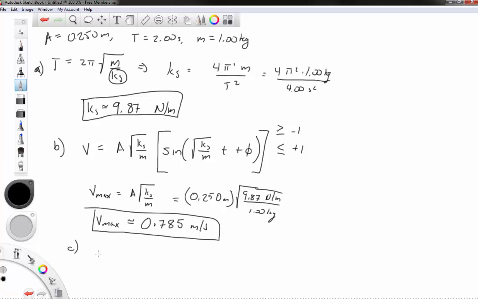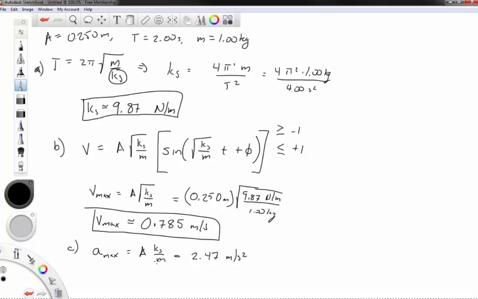Either way, with that one you end up with a cosine term which still has these same rules, and so you end up with a max is equal to all the stuff that's outside that cosine term. So that's amplitude times k_s over m. So we basically do the same calculation again, but without taking a square root. That's basically 0.25 meters times 9.87 newtons per meter, divided by a kilogram, and so that gives us roughly 2.47 meters per second squared.